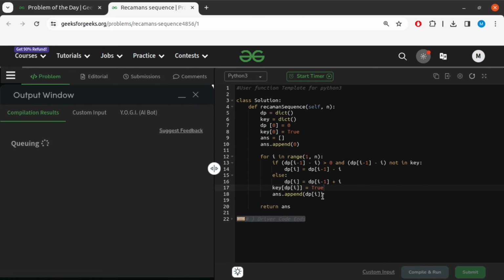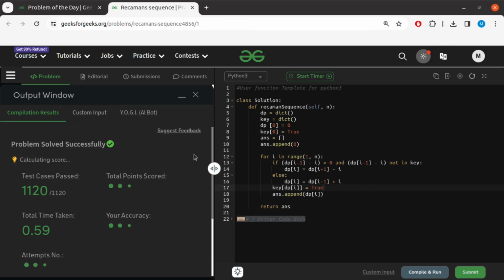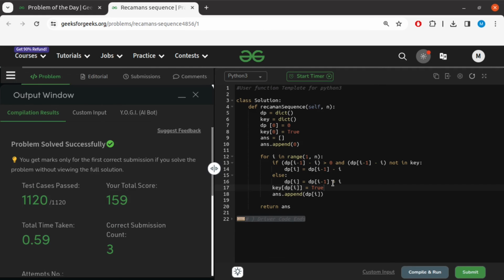So let us submit our solution. Our solution got accepted.